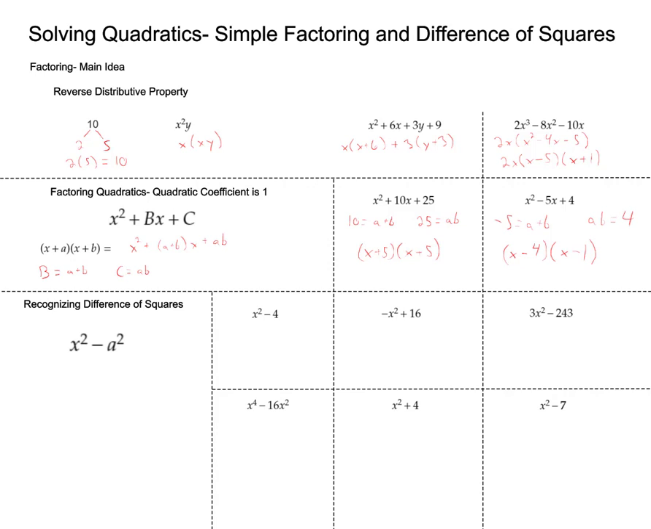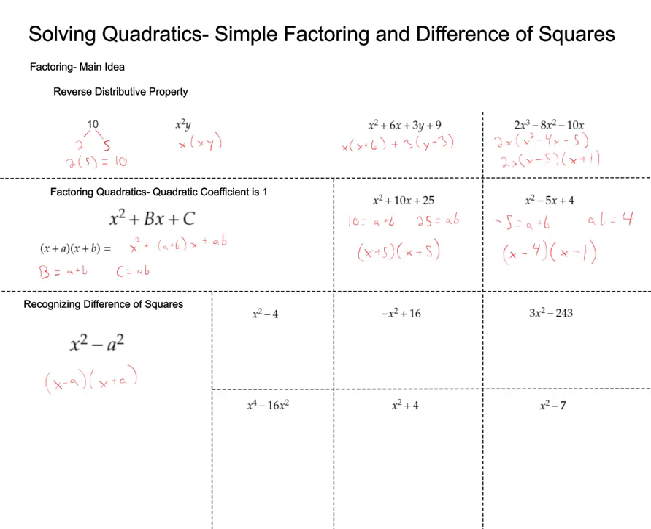So if you have a quadratic equation that is in the form of x squared minus a squared, you should immediately recognize that this could be factored very, very easily. So if we have x squared minus a squared, the factored form is simply going to be x minus a times x plus a.